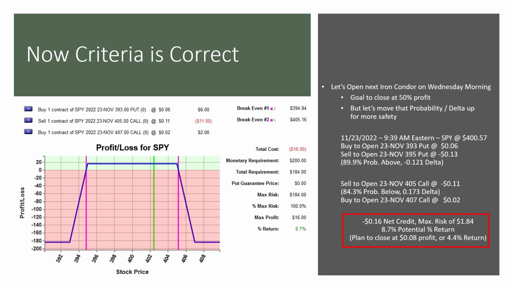of 16 cents of net credit, with a true maximum risk of only 184. So we're looking at an 8.7% potential return. But intraday, we're going to look to close the position for an 8-cent debit to keep 8 cents of the maximum 16-cent net credit, which would come out to be half, or about a 4.4% return.